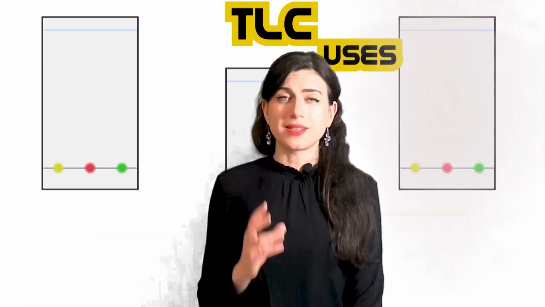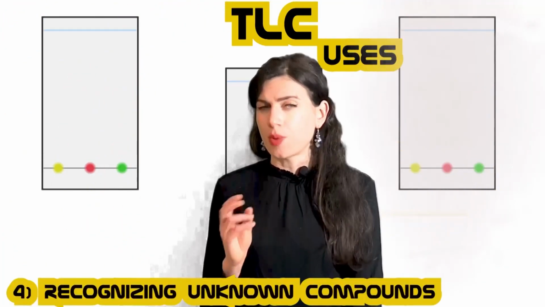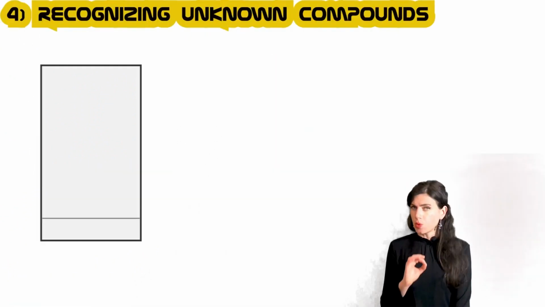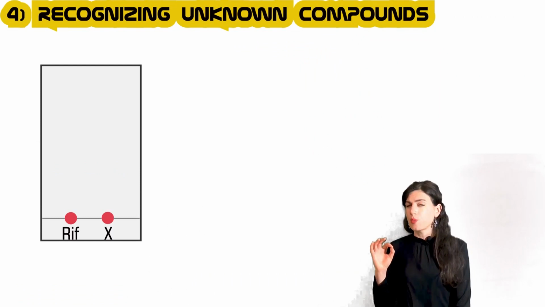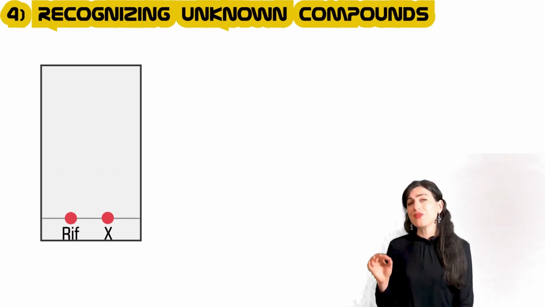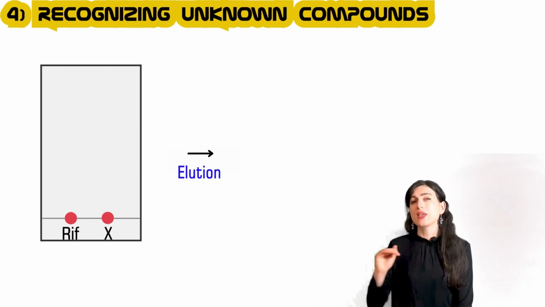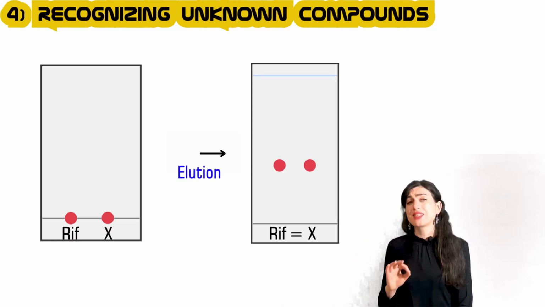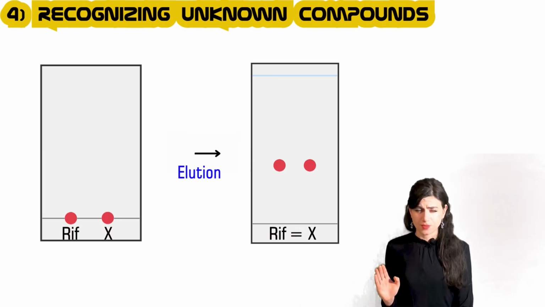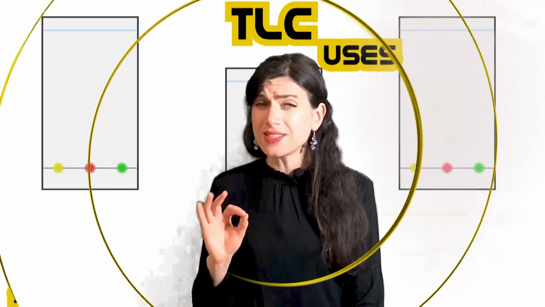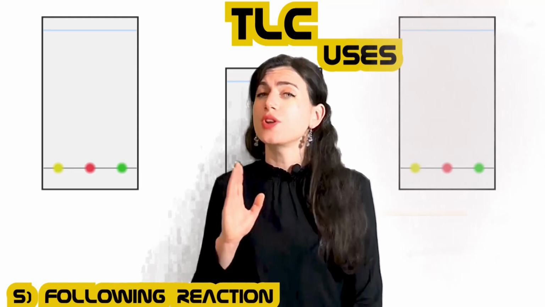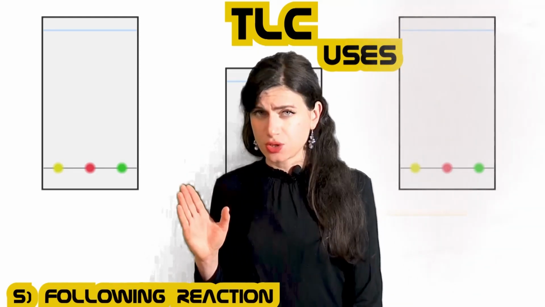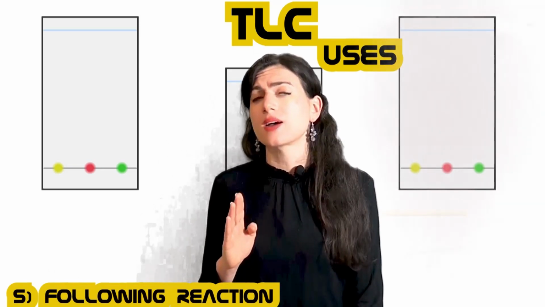I can also use TLC to recognize unknown compounds if I have a reference. By spotting both the reference and the unknown compounds on TLC, if I see two bands at the same height after elution, it means that the sample I spotted is likely the same as the reference. Last but not the least, TLC is used to monitor reactions. Thanks to TLC, I can determine if a reaction is over and if my product has formed.